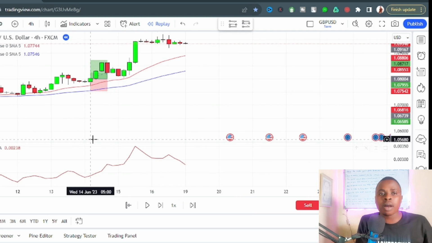So I must go into one last example, showing you the bearish example of this, right? Let me show you the bearish example of how you can use this strategy.